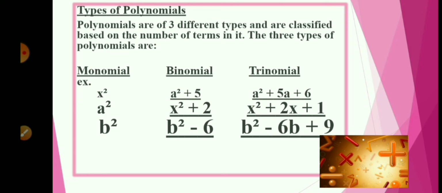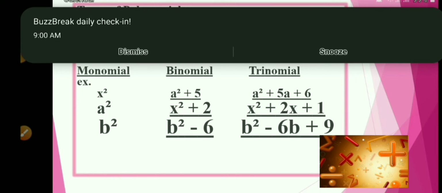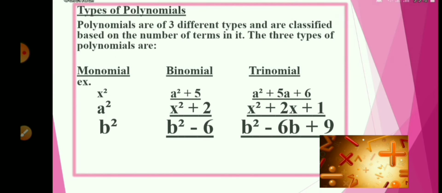The examples of monomial here are x squared, a squared, and b squared. As we can see, there is only one variable and one coefficient, so that is only one term. That's called a monomial. For examples of binomial, we have x squared plus 5, x squared plus 2, and b squared minus 6.